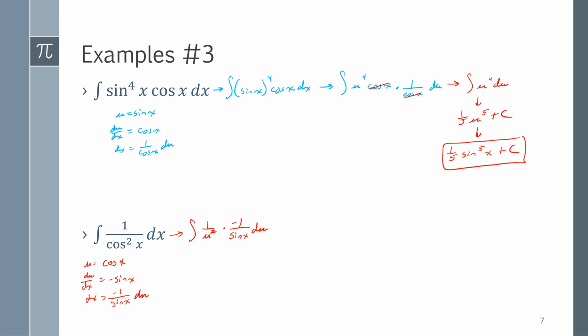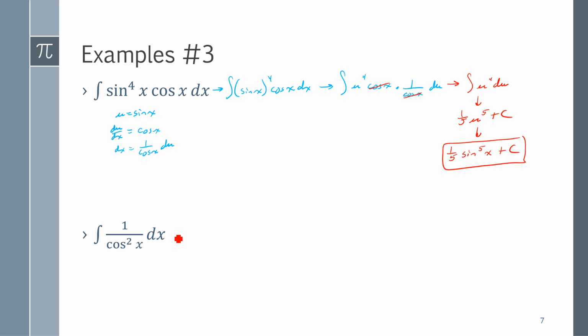But now I have a problem. What I can see here is that not all of my x's cancel. Nothing cancels that sine of x, so this is a bad substitution. Cosine's not going to work. And if I try cosine squared, same thing. What happens here is this is not actually a substitution problem.